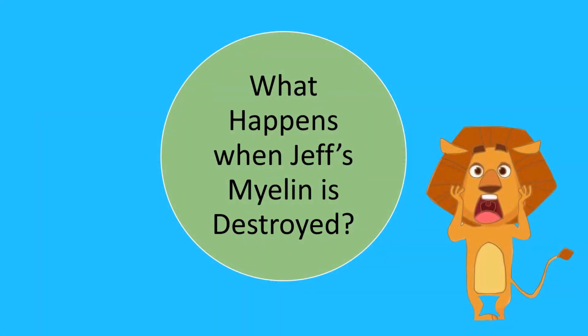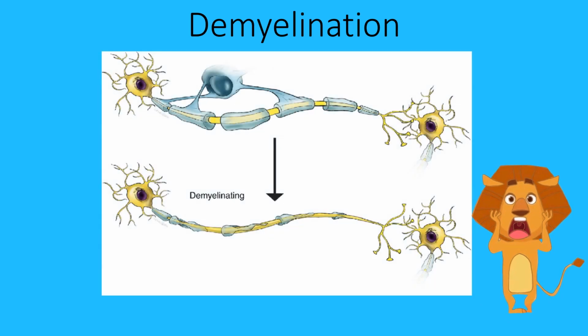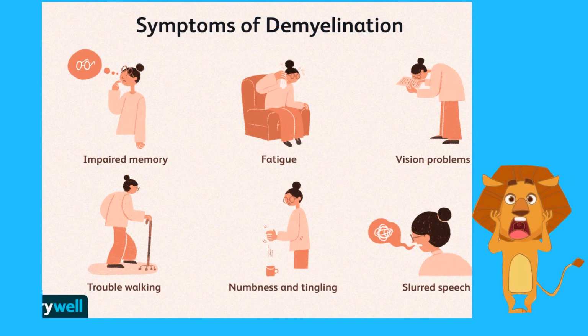So what happens when Jeff's myelin is destroyed? Demyelination is when the myelin sheaths around the neuron are destroyed. As a result, Jeff's neuron function is slowed down, and he can no longer do the things he used to love to do. Instead, Jeff will have to deal with impaired memory, fatigue, vision problems, trouble walking, numbness and tingling, and slurred speech.